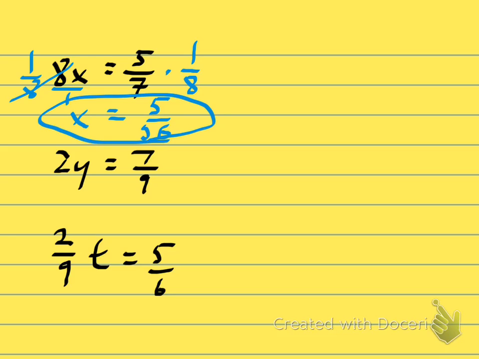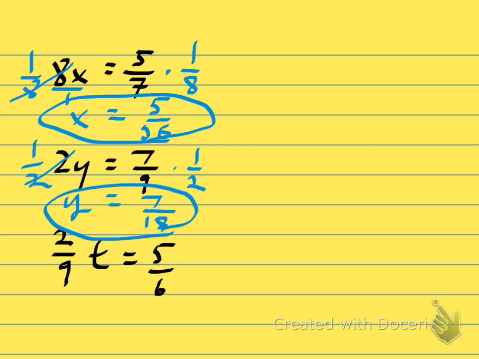So the next question is kind of the same idea. We're going to multiply both sides by half. And this time, the 1/2 and the 2 will cancel out, leaving us with y. And the fraction will be 7 times 1 on the top over 18. And again, that doesn't reduce, so we're totally done.